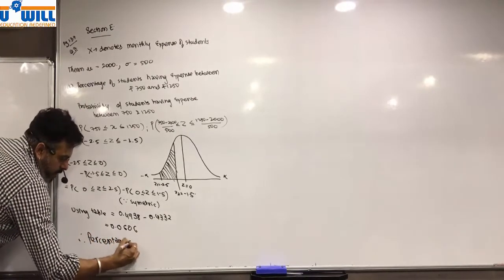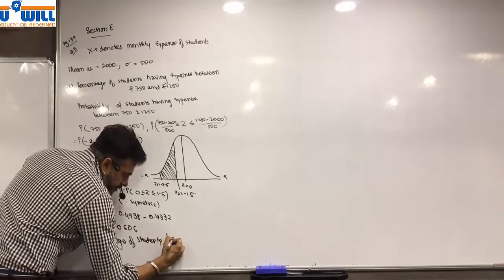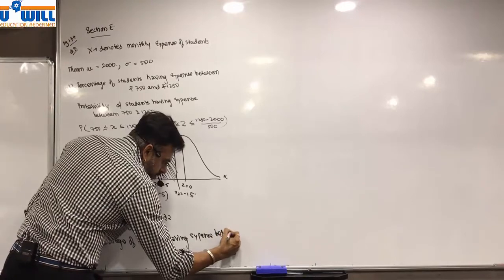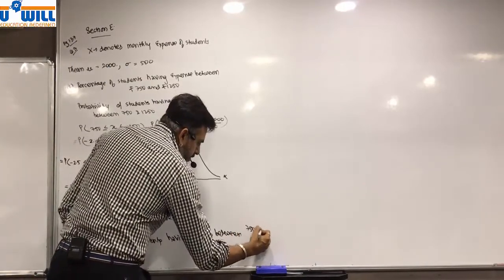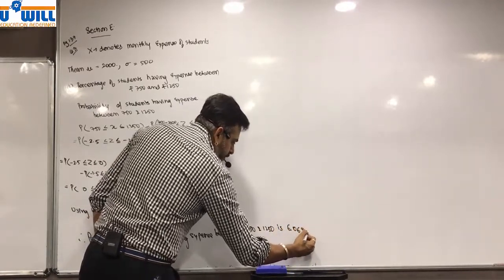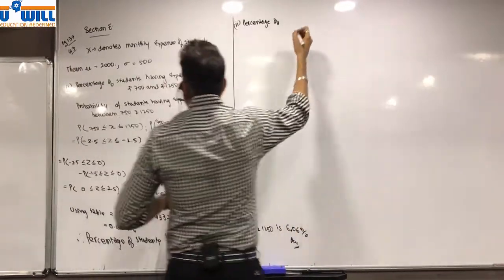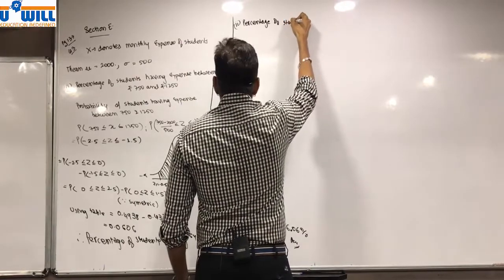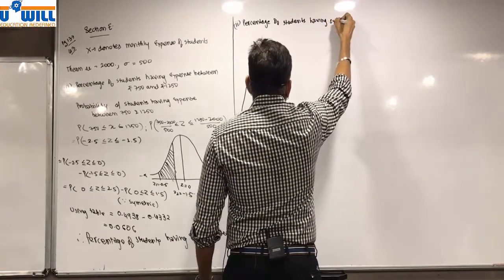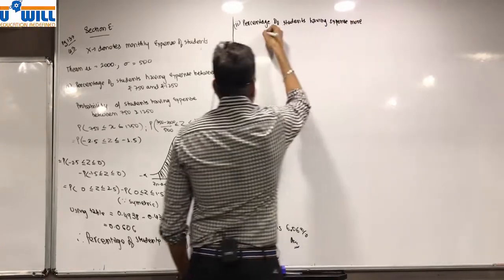Therefore, percentage of students having expense between 750 and 1250 is 6.06%. Answer. Second, percentage of students having expense कितना है? क्या less या more? More than 1800. More than 1800.